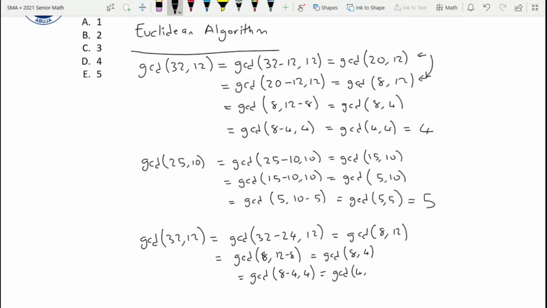This is going to be GCD of 4 and 4, and we have 4. So it's just the same. It's basically the same thing I'm doing. It's just that you are able to skip more steps and you're able to proceed with the algorithm faster. So we're going to go back to our question now.